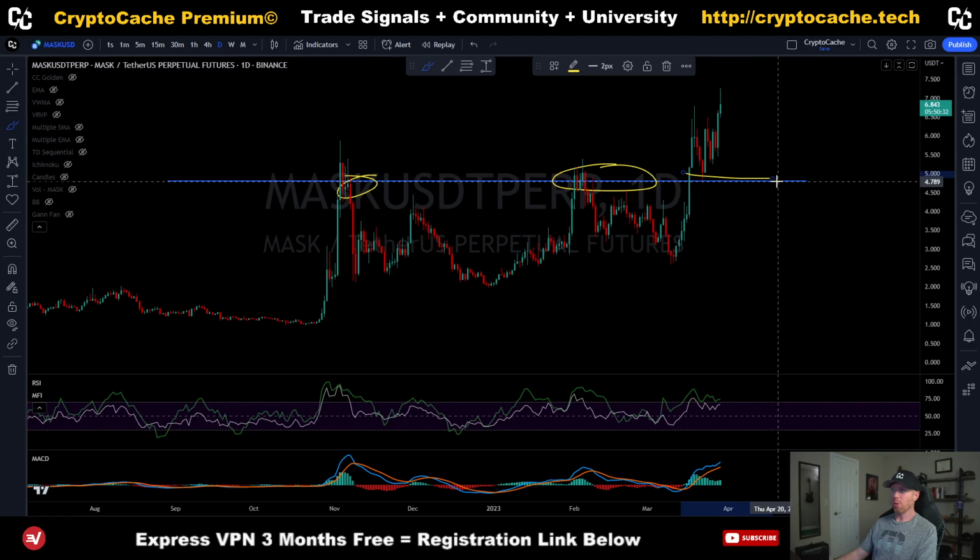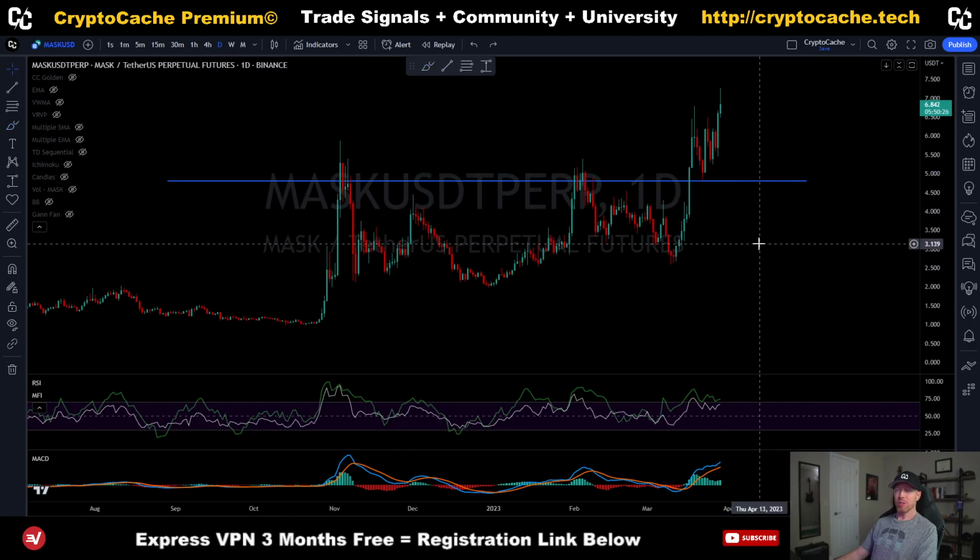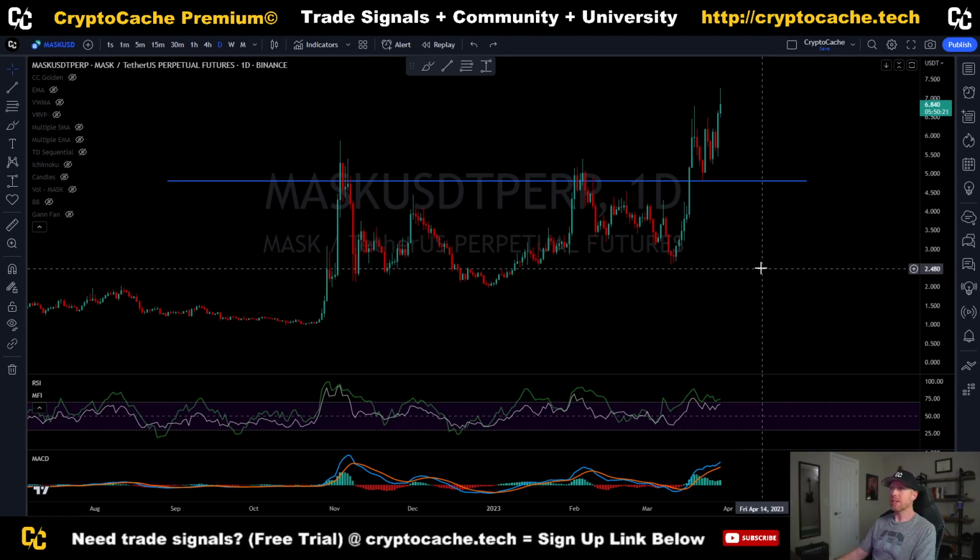So this is a new support range. $4.83 is a close approximate. You could even round up and say $5 even is that resistance slash support level. Now it's a support because we're above it, right? So that's kind of where that goes.